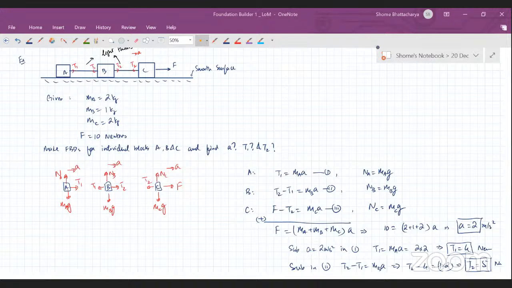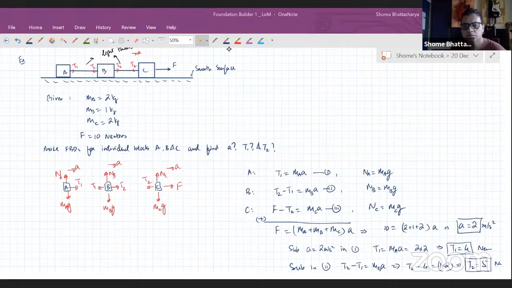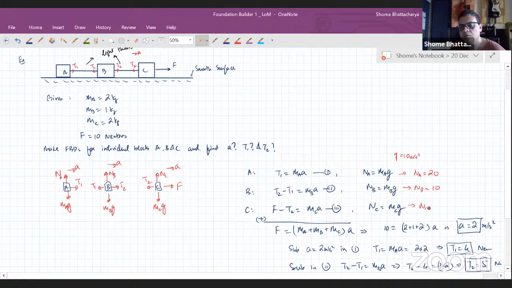Yes, the vertical net force will be 0 because you can see the blocks are accelerating only horizontally. So this will show you that, if required, you can always calculate. If you take g as 10 meters per second square, for example, then this is showing you the normal reaction is 20 newtons for this, the normal reaction is 10 newtons for this, and the normal reaction is again 20 newtons for this.